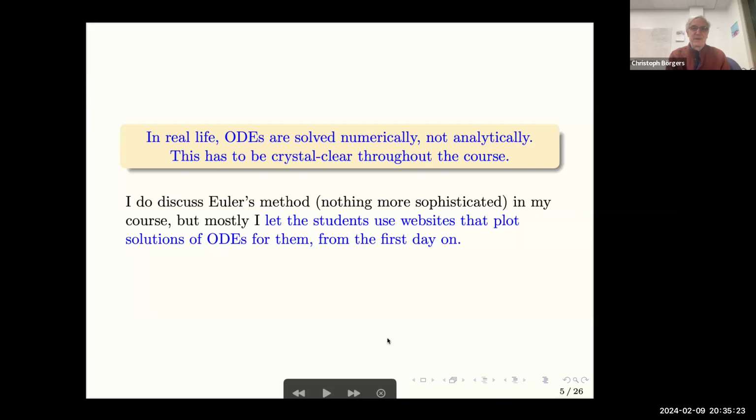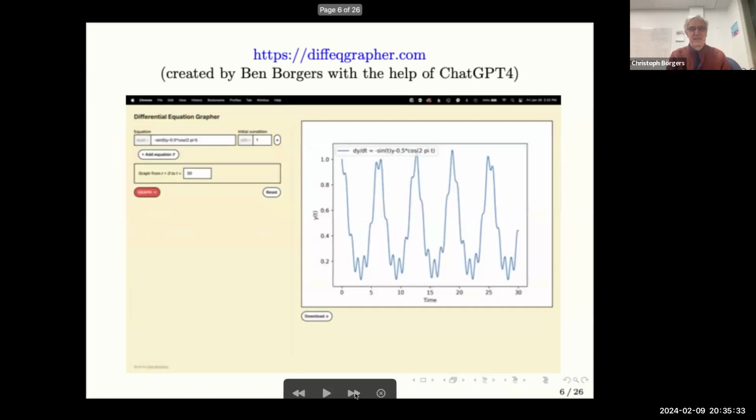It would be nice if they were actually doing Python programming, I think, but that's unrealistic, at least in my class. And so therefore, I just use a web page. And the web page that I use, I'm partial to because it was designed by my son. So Börgers is my son. So he made this web page with the help of ChatGPT.